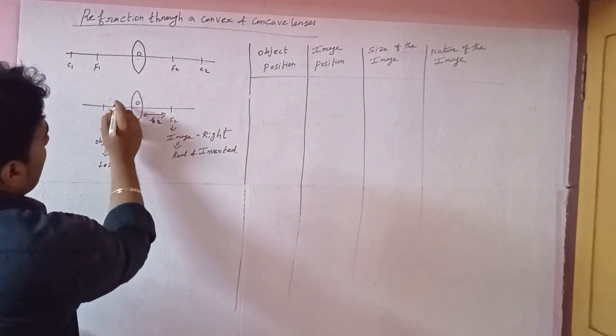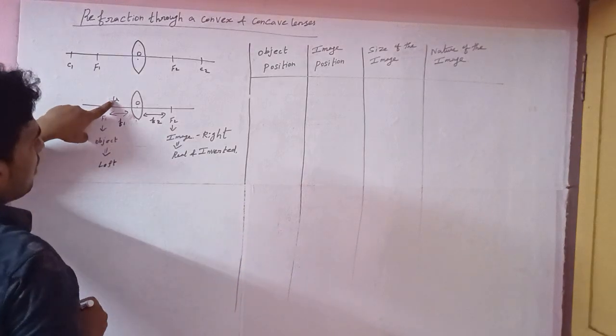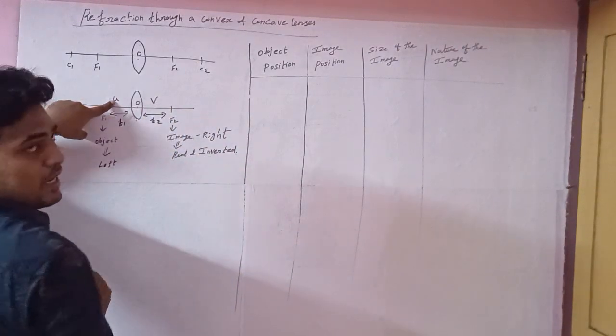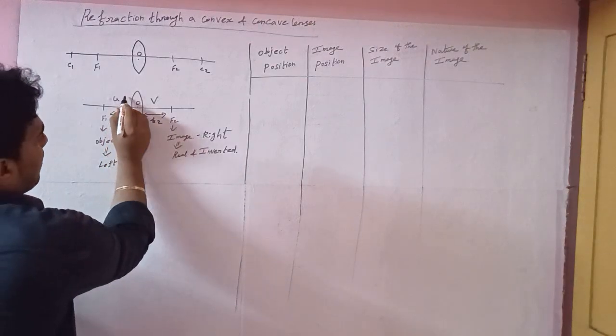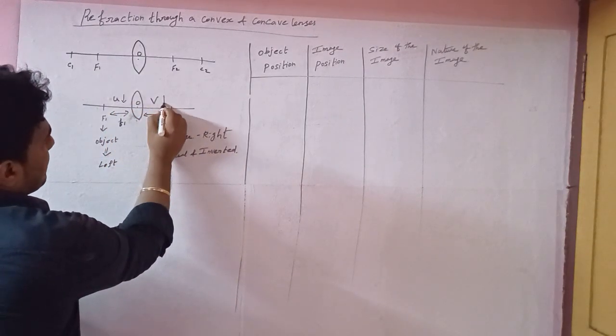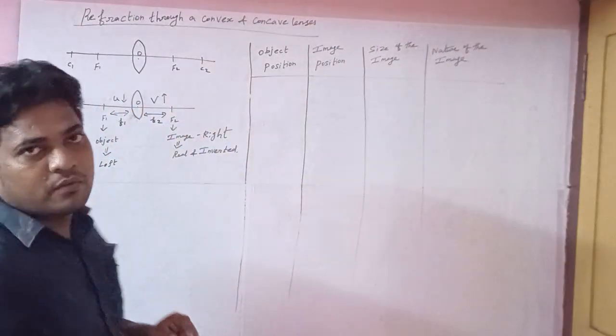U is the object distance and V is the image distance. For example, as the object distance decreases, the image distance will increase.